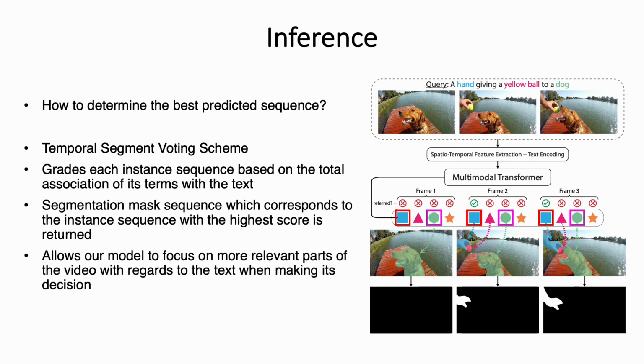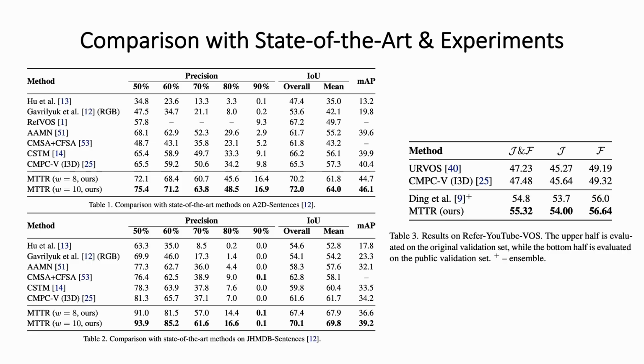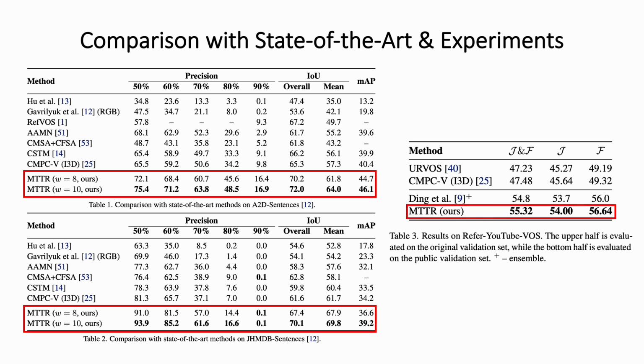This scheme allows our model to focus on more relevant parts of the video with regards to the text when making its decision. To evaluate our approach, we conduct experiments on 3 RVS benchmark datasets. On A2D Sentences and JHMDB Sentences, the two most popular RVS benchmarks, MTTR significantly outperforms existing methods across all metrics. Additionally, MTTR also delivers strong results on Refer-YouTube-VOS, a newer, larger, and more challenging RVS dataset.